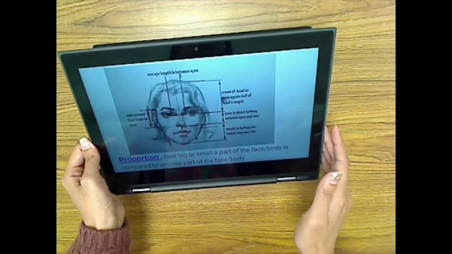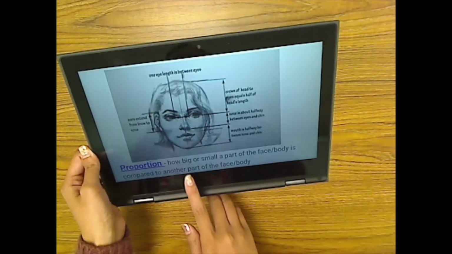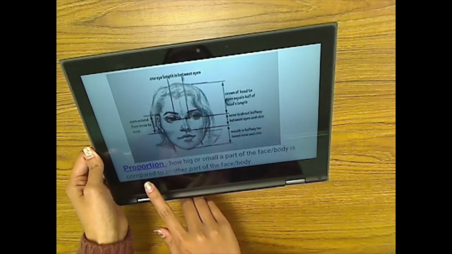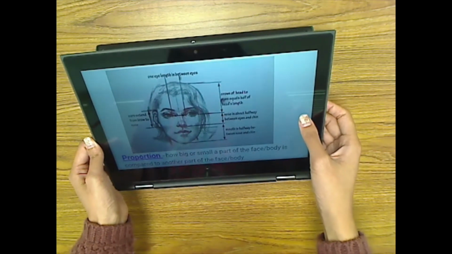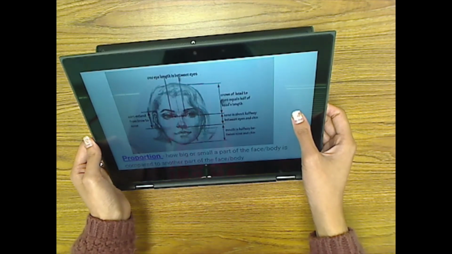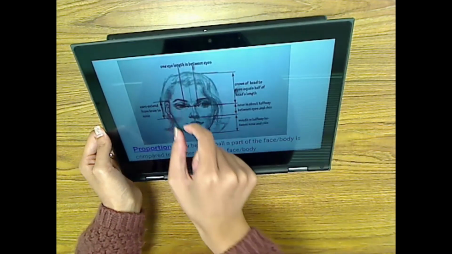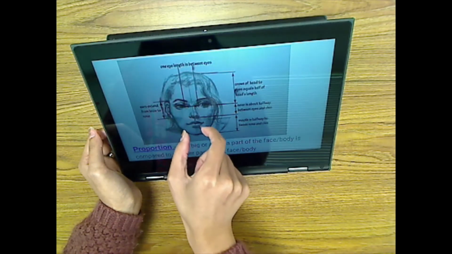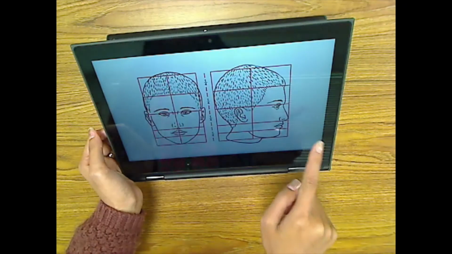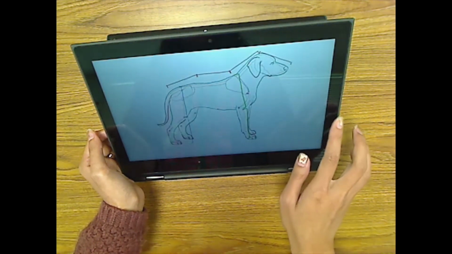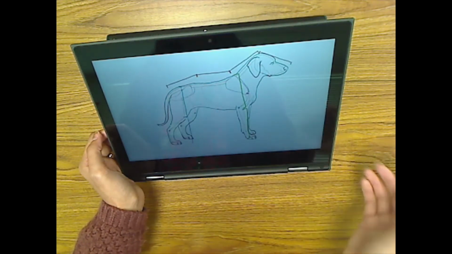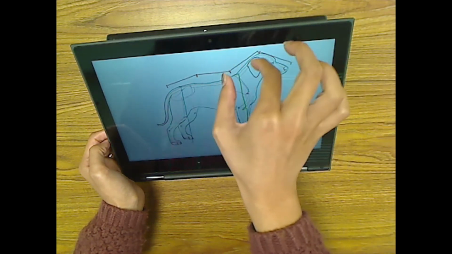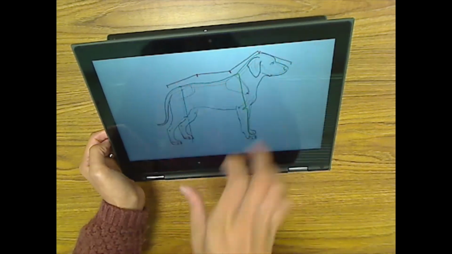We also talked about proportion. So proportion, once again, is how big or small a part of the face or body is compared to another part of the face or the body. So we can see how big the eyes are in comparison to the nose, or how big the mouth is in comparison to the eyes. We looked at proportions of animals, right? So there are 4 head lengths of the dog in the body, right?